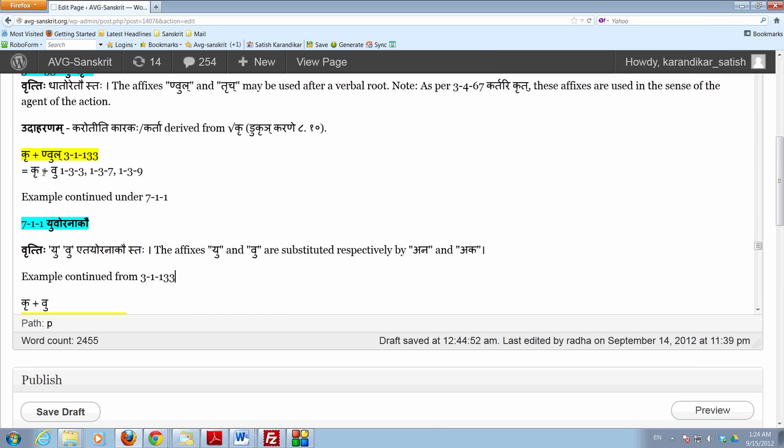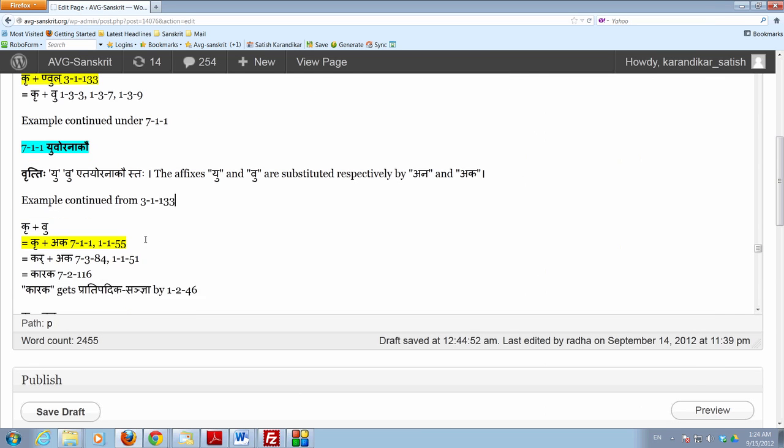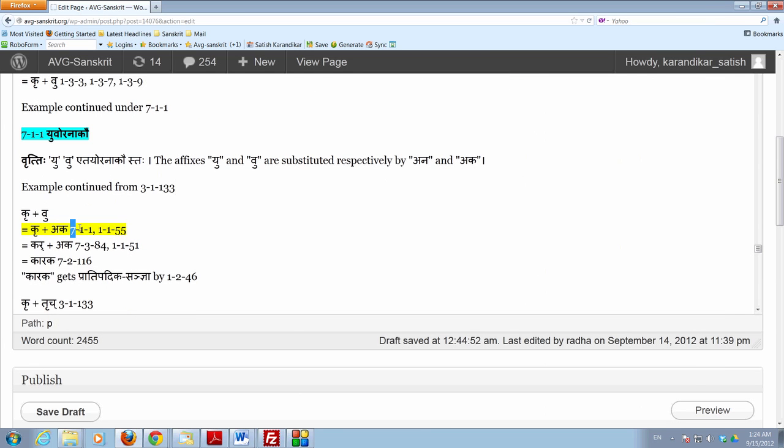Continuing the example, we had kru plus vu. By this sutram, now we do the aka adesha, and adesha means anekal sit sarvasya. Normally we have alontyasya by 1.1.52, but this aka is an anekal adesha. It has more than one letter. So anekal sit sarvasya, the entire vu is replaced by aka.